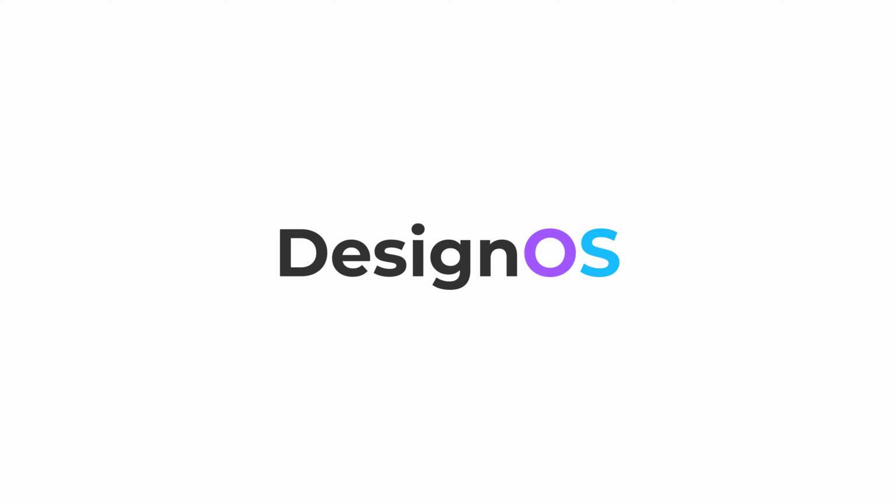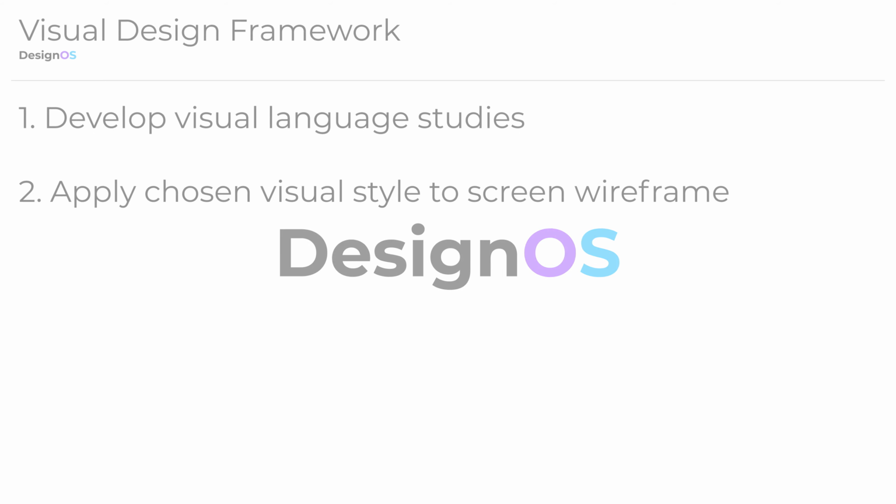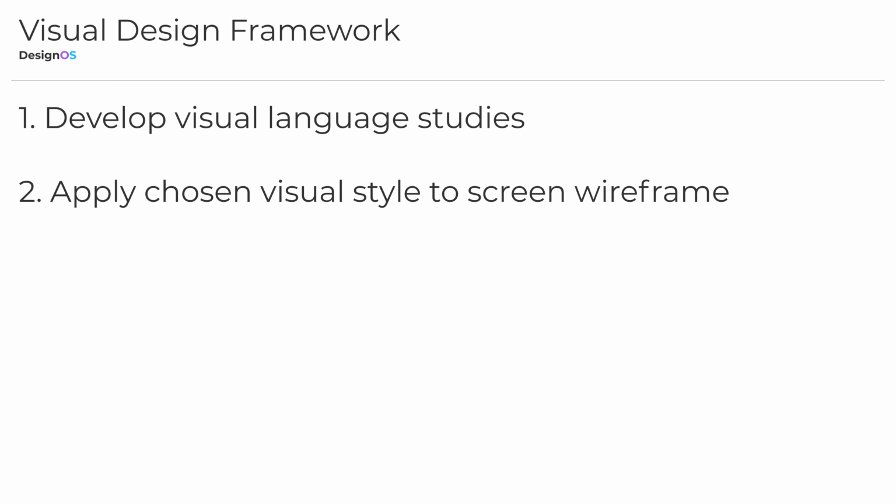Now that we have our interaction design down, let's talk about the visual design. The visual design framework consists of two steps. The first one is to develop visual language studies, and the second one is to apply a chosen visual style or visual language to your screen wireframes. Let's take an example to understand what these two steps mean.